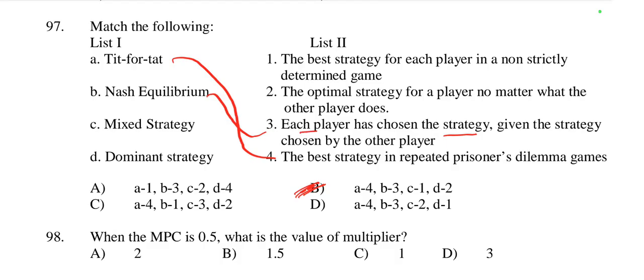So each player has chosen the strategy given the strategy chosen by the other player. It is called Nash equilibrium. Then mixed strategy is the best strategy for each player in a non-strictly determined game. Then dominant strategy means the optimal strategy for a player no matter what the other player does. So it is called dominant strategy. So here option B is the right option.